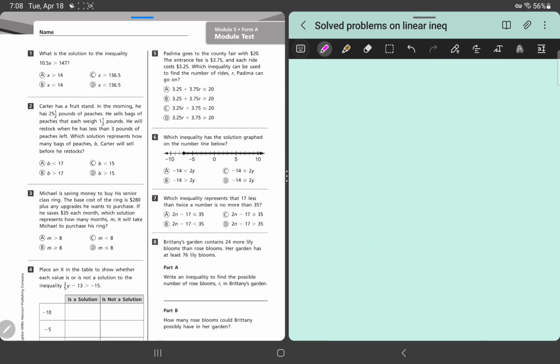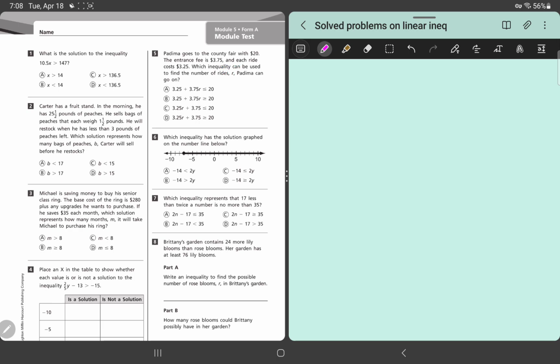All right. Number 5, we have Padium who goes to the country fair with $20. The entrance is 3.75 and each ride costs 3.25. Which inequality can be used to find the number of rides he can go on? Now you do the total amount of money in the fair is 20. The entrance is this much.